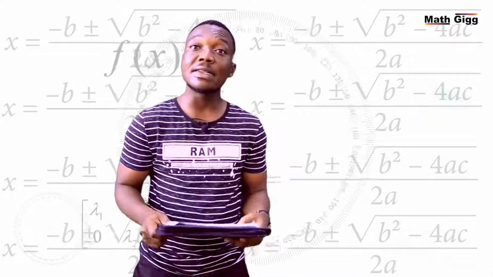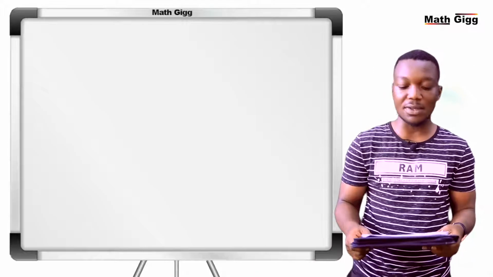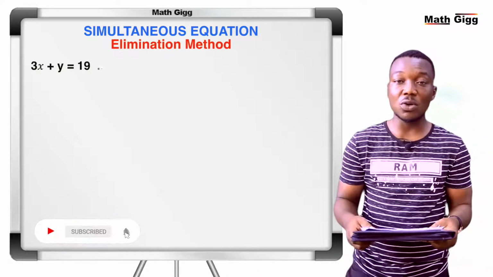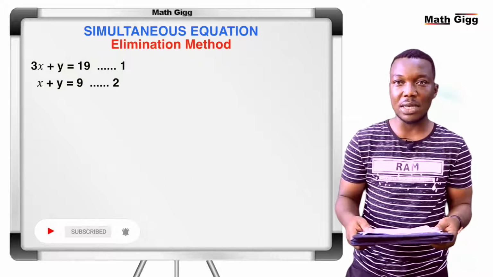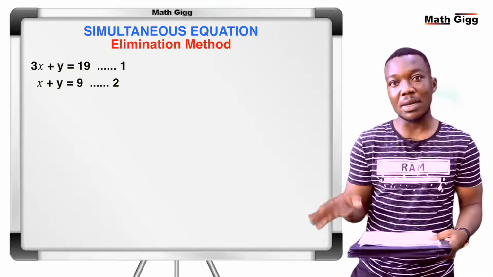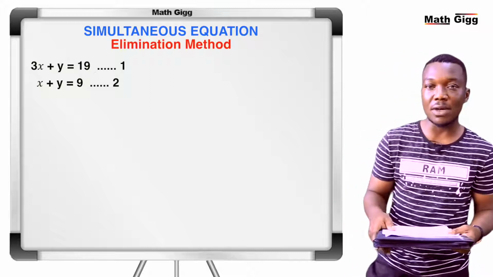Okay, let's pick the same example that we've been using for our graphical and then substitution methods. The first equation we have is 3x plus y is equal to 19, and then we have x plus y is equal to 9. I'm going to choose the very difficult type, and I'm going to make sure that you have the easy approach also on the screen for you. Let's see how to do this.